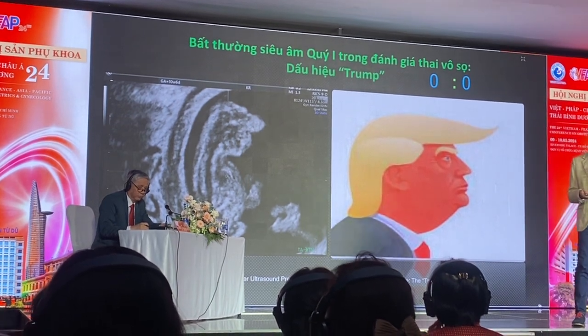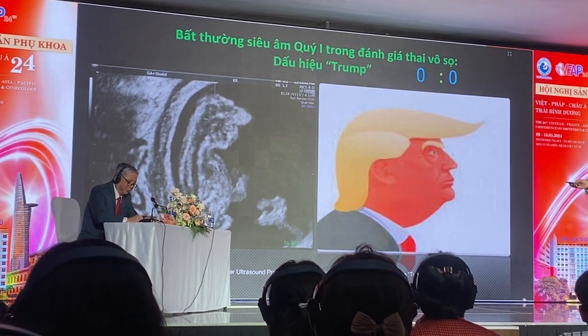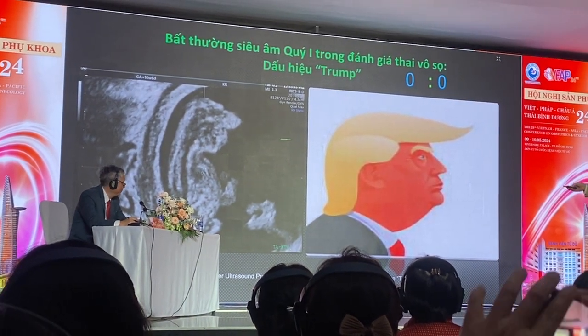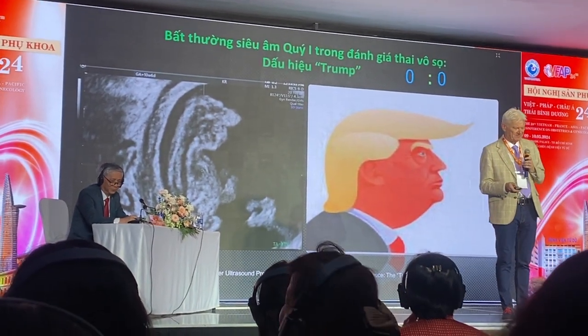This is a fetus with acrania. I don't want to get myself in trouble, but this is called the Trump sign. And you can see the resemblance. This is another form in how acrania may present.